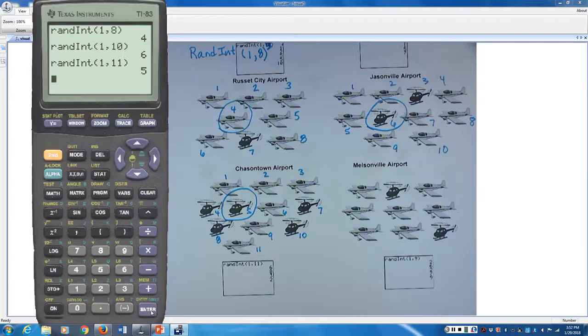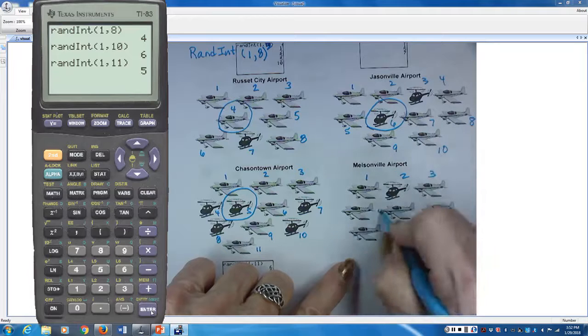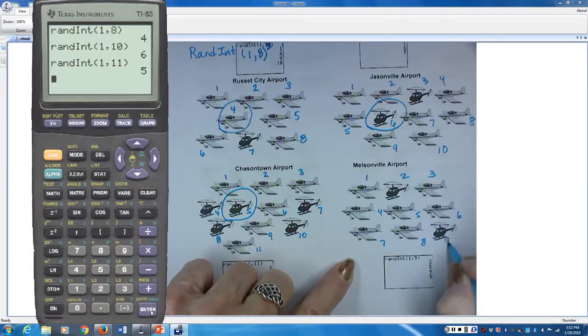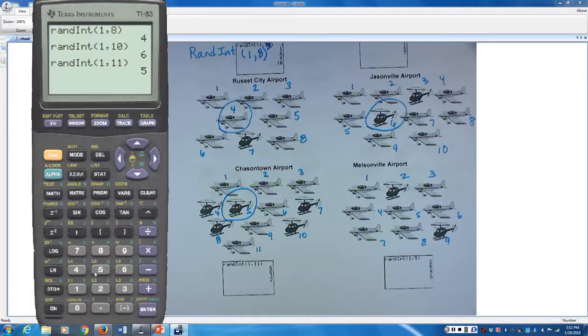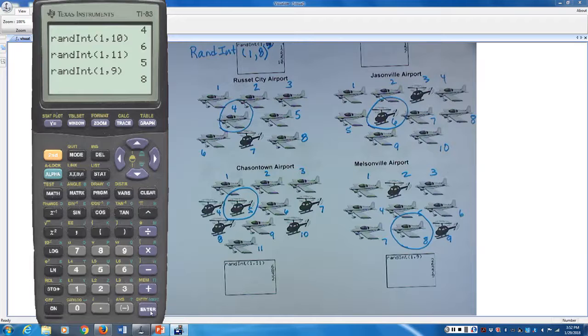And then the last group, 1, 2, 3, 4, 5, 6, 7, 8, 9. There's 9 in that group. And I'll choose number 8. So I have my sample of 4.